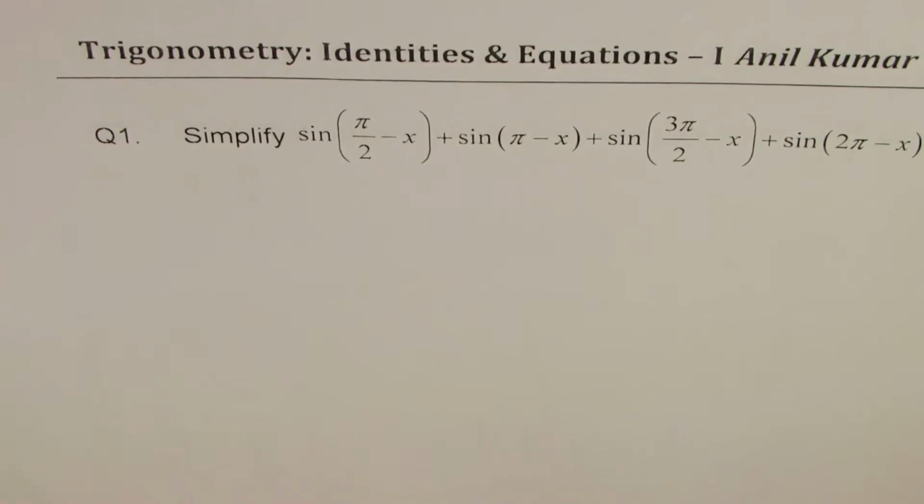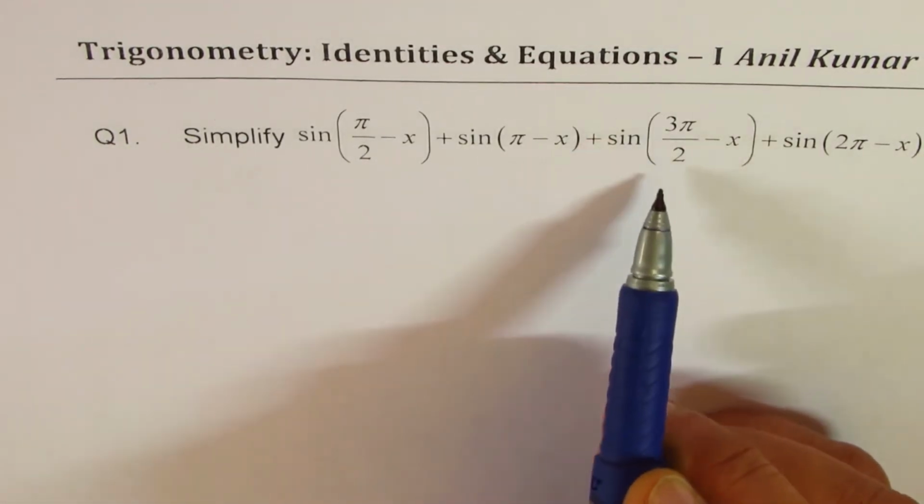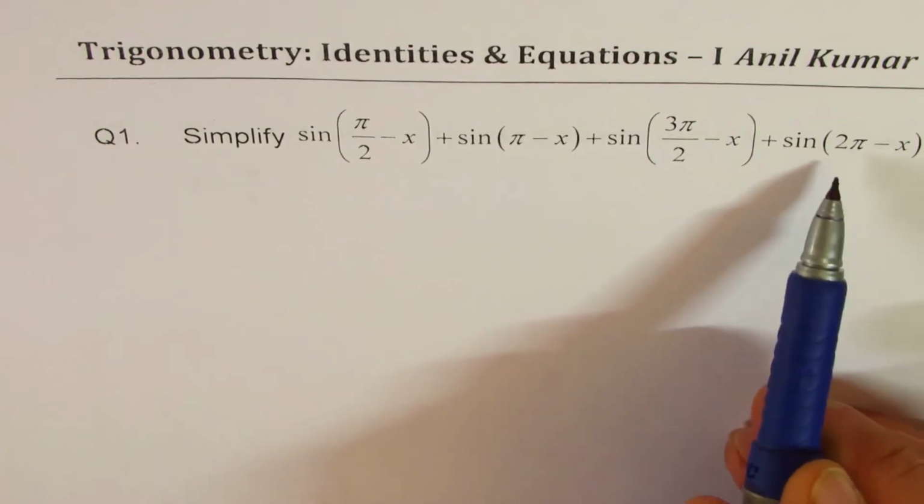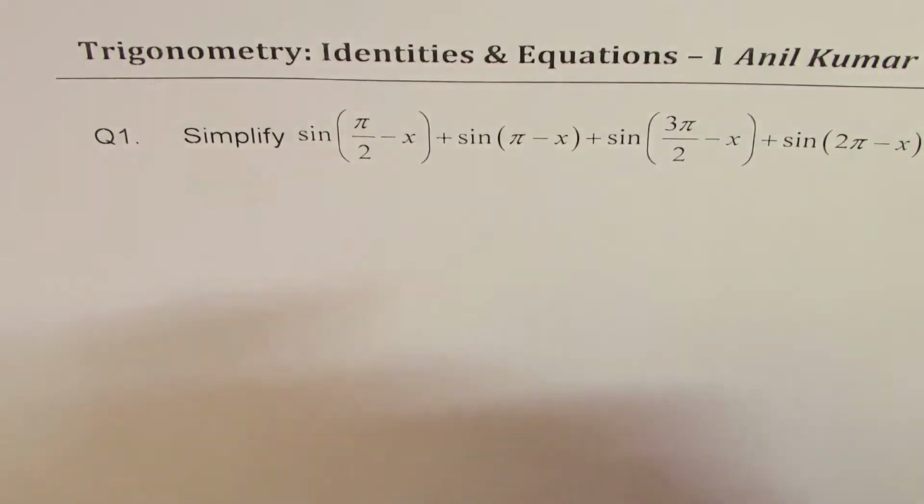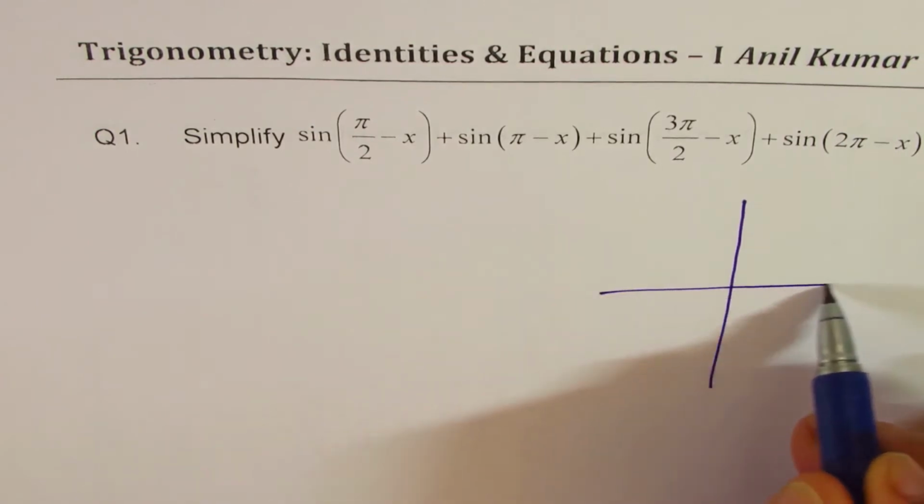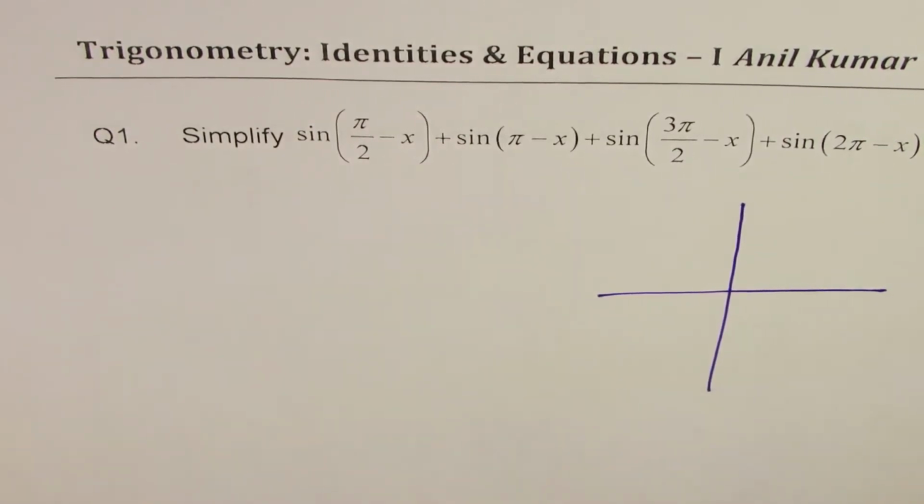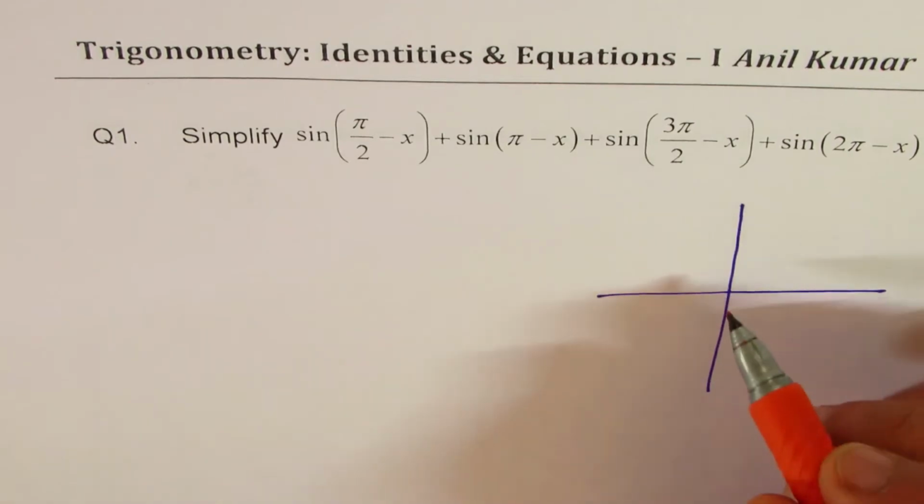Question number 1. We need to simplify sine of pi by 2 minus x plus sine of pi minus x plus sine of 3 pi by 2 minus x plus sine of 2 pi minus x. Now let us do it without using compound angle formula. All these functions, we could write them in their equivalent form, right?